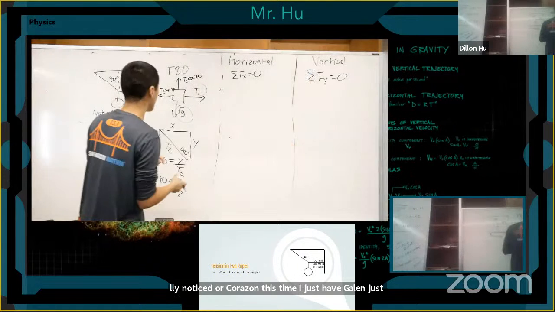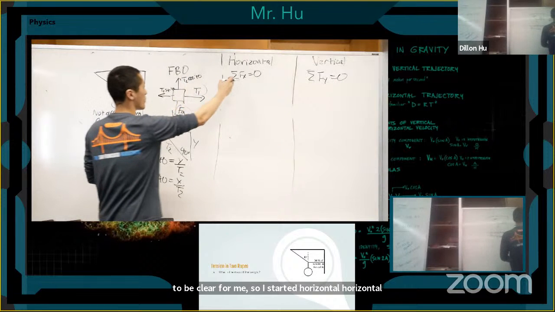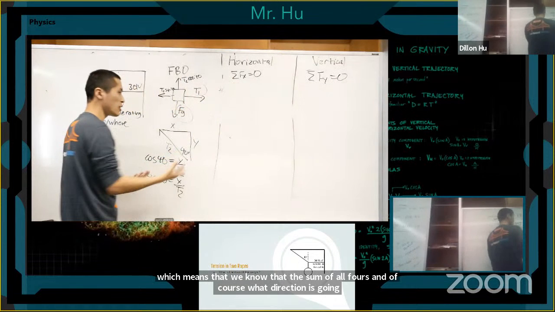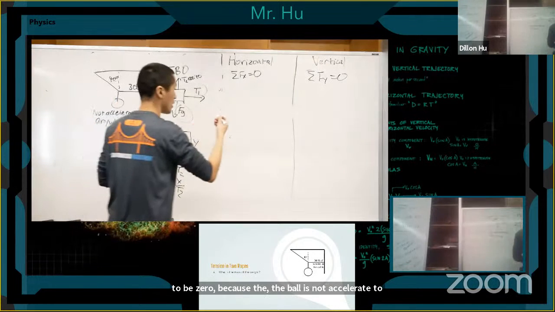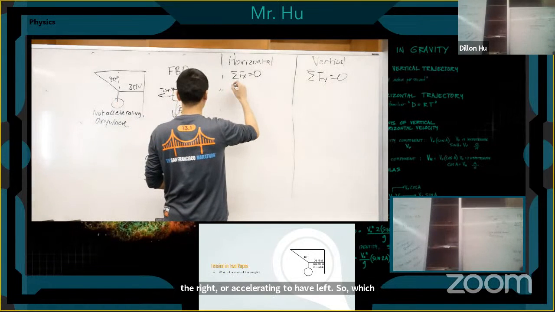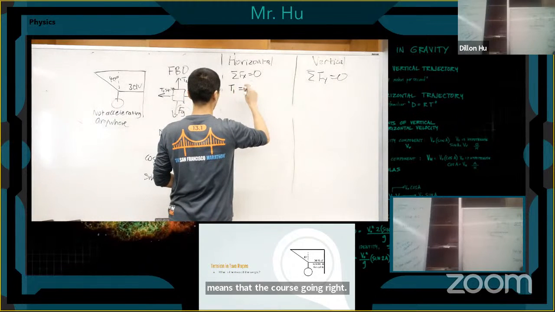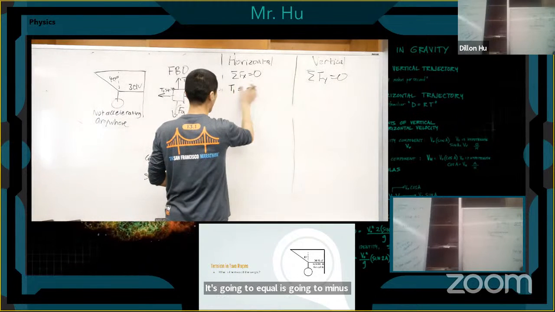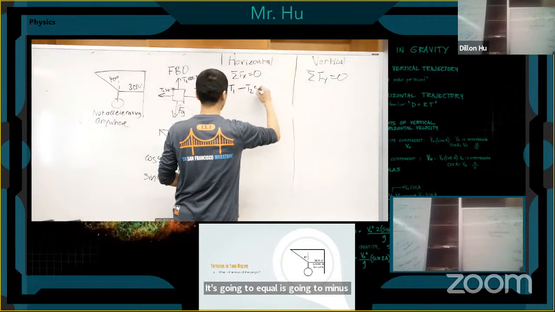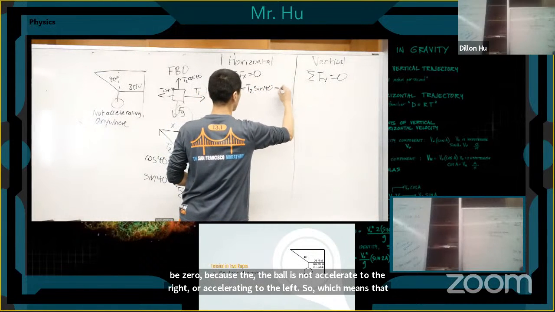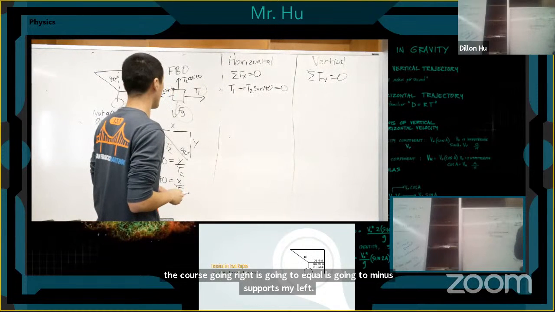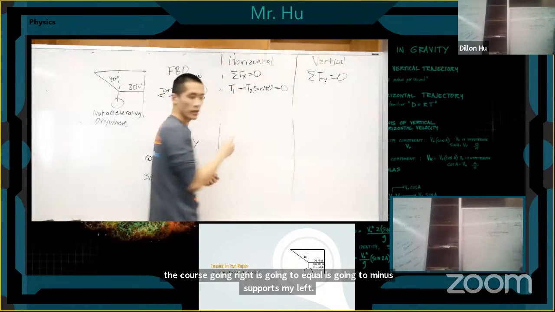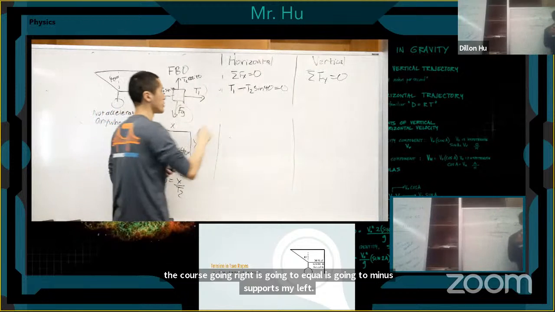With horizontal, we know that the sum of all forces in the horizontal direction is going to be equal to 0, because the ball is not accelerating to the right or to the left. Which means that the force going right minus the force going left is going to equal 0. Which is just a long-winded way of saying that the force going left is going to equal the force going right.